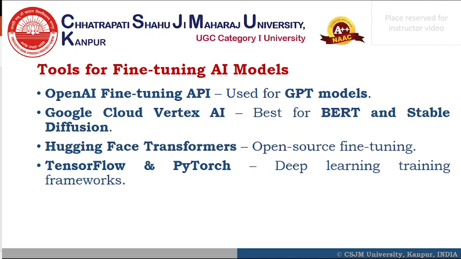We can see here in this slide, these are the tools for fine tuning AI models. So OpenAI fine tuning API, it is used for GPT models. Then Google Cloud Vertex AI, it is best for BERT and Stable Diffusion. Then Hugging Face Transformers, it is open source fine tuning. And TensorFlow and PyTorch, it is deep learning training framework.